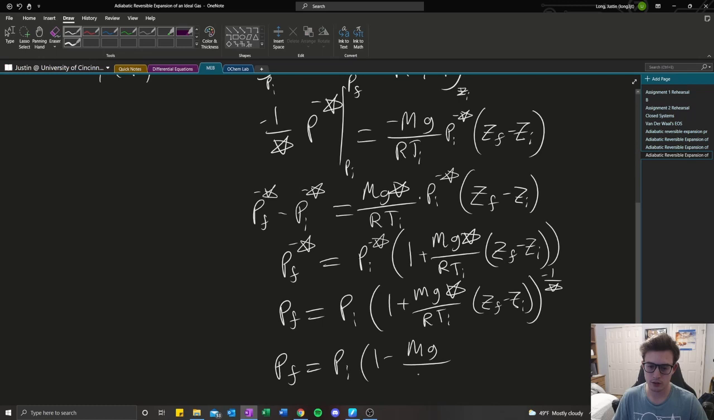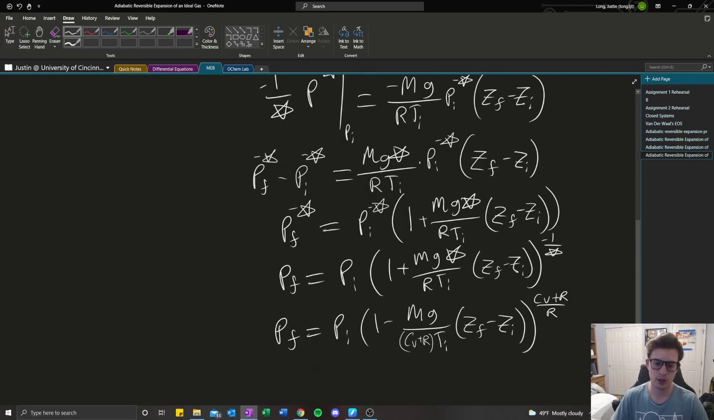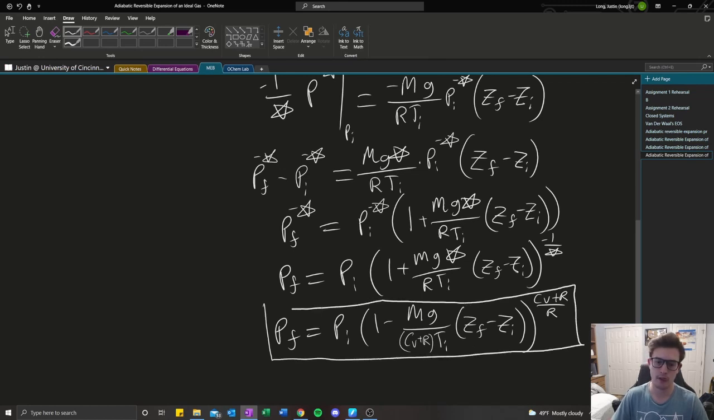Here, and then the R's are going to cancel, and then we end up with the specific heat plus R, all that times the initial temperature, and that's multiplied by the final position minus the initial position. And then here we've got the negative, and it's the reciprocal. So here we're going to end up with CV plus R over R. And that is our final relationship between the pressure and position. Alright, so that's one of the two things we wanted.